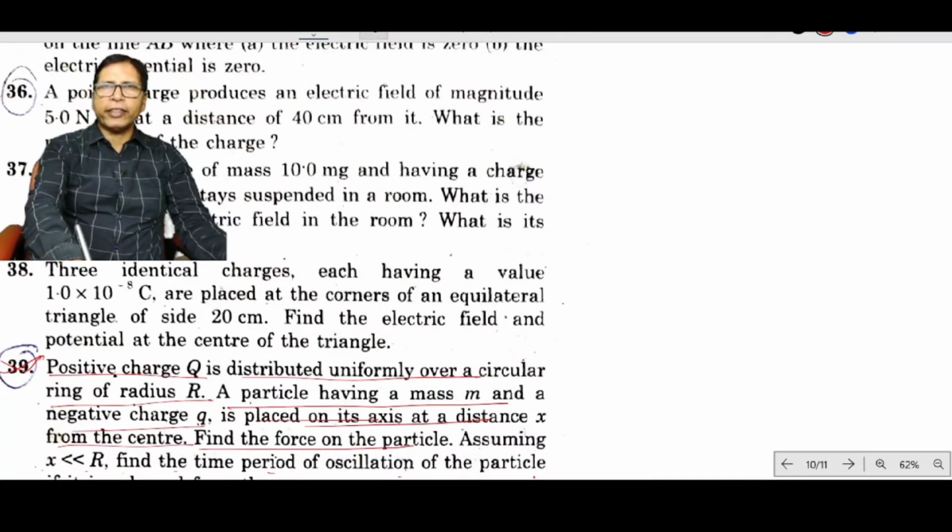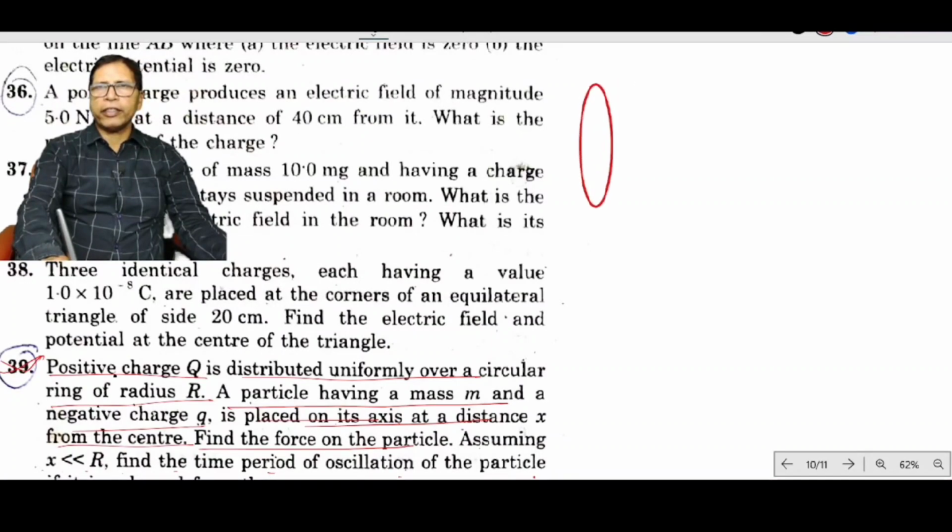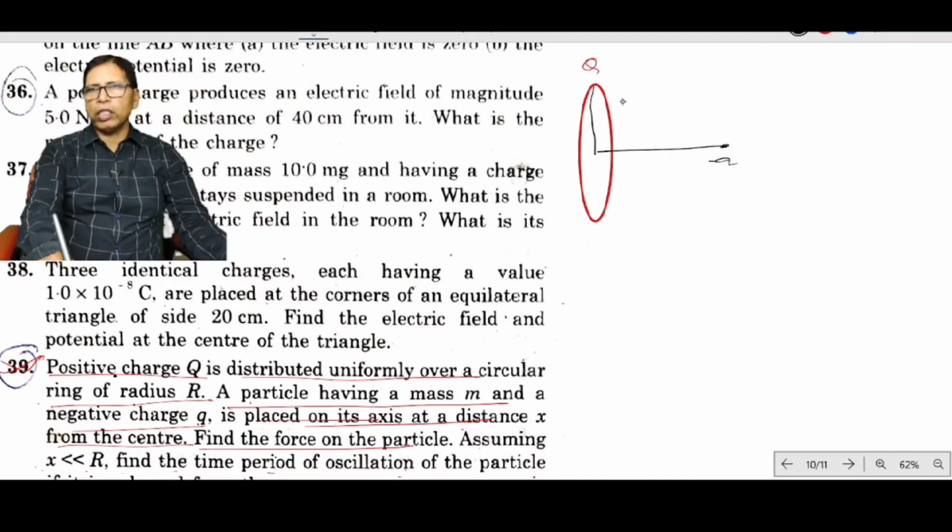Now look at this. This is the ring. Its radius is capital R and the charge on it is capital Q. Now we have to calculate the force on minus q due to this. Intensity at this point due to charge Q is kQx, this distance is x, divided by (R square plus x square) to the power 3 by 2.